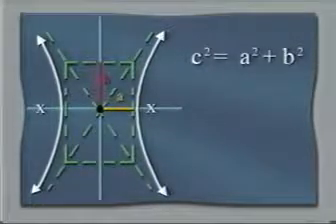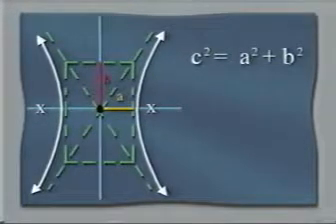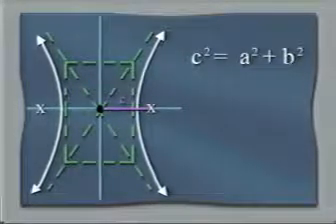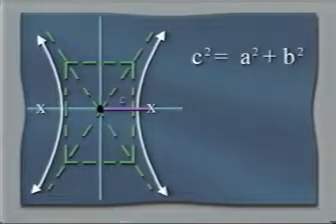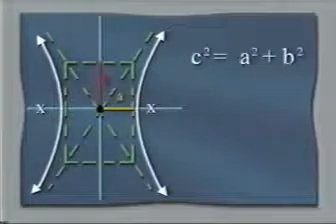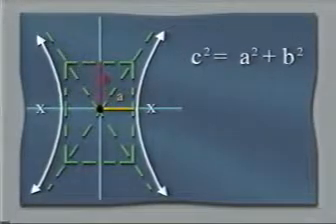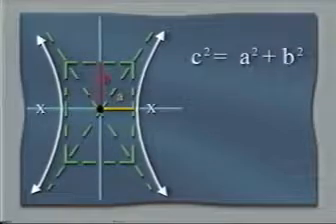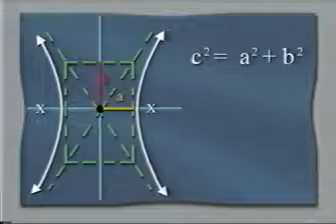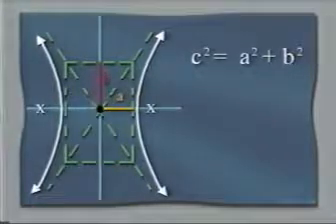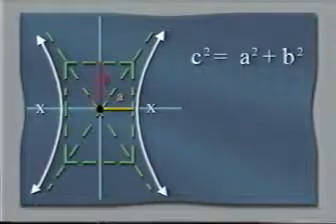Okay, the diagonals of those rectangles, again, are the asymptotes, and the distance from the center to the focus is c. The distance from the center to the vertex is labeled a, and that is the actual place where the two parts of the hyperbola cross, in this case, the x-axis. Those are the two vertices. That is labeled a. And b is the distance from the center to the top and bottom of that rectangle.